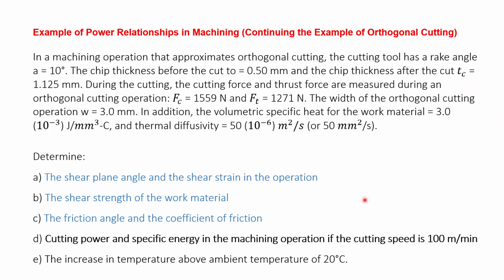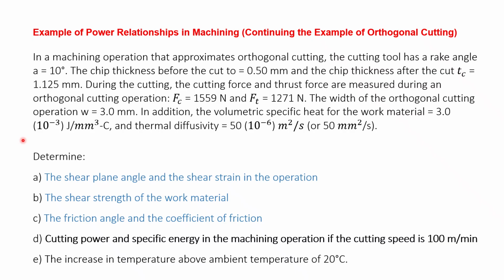We do have the cutting operation that has the alpha of 10 degrees, the t_o is 0.5, the t_c is 1.125. During this cutting operation, the cutting force and thrust force measured during the orthogonal cutting operation were 1,559 Newton for the cutting force, and the thrust force as 1,271 Newton. The width of the orthogonal cutting operation was 3 millimeters. In addition, the volumetric specific heat of the work material is 3 multiplied by 10 to the power minus 3 joule per cubic millimeter degree, and the thermal diffusivity is 50 multiplied by 10 to the power minus 6 meters squared per second, or 50 millimeters squared per second.